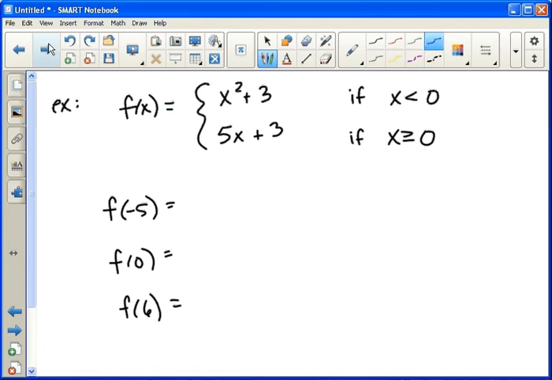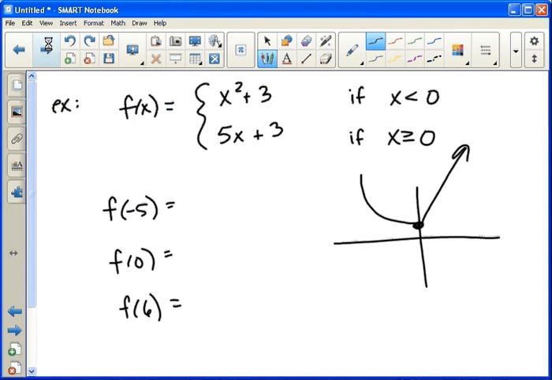Just so you get a little idea, in case you're unfamiliar with piecewise functions, this graph would look something like this. On the left side we have a part of a parabola, because that's what x squared plus 3 is. And on the right side we have a line, because that's what 5x plus 3 is. So actually let me color code this, and that might make it a little easier to understand. That goes with that. That goes with that. Okay.